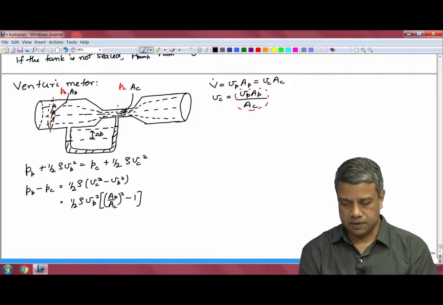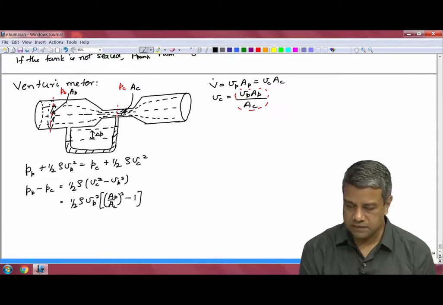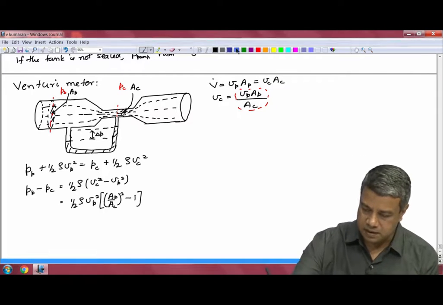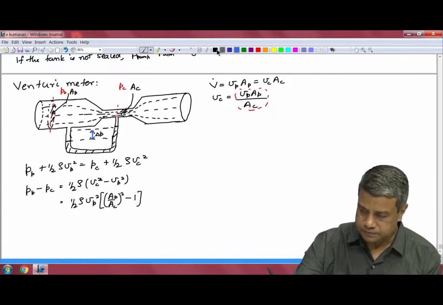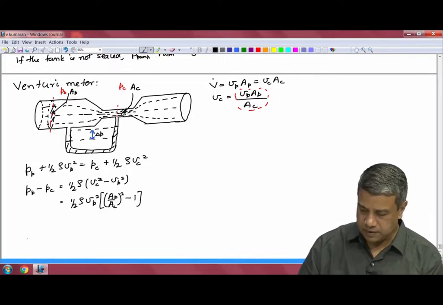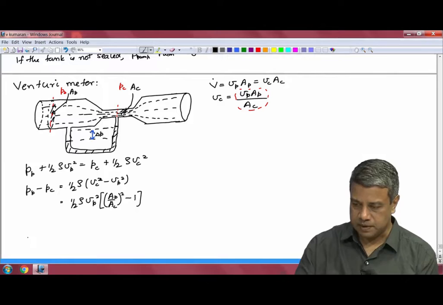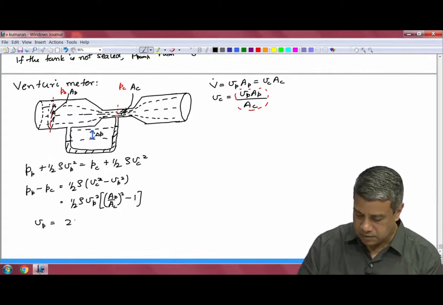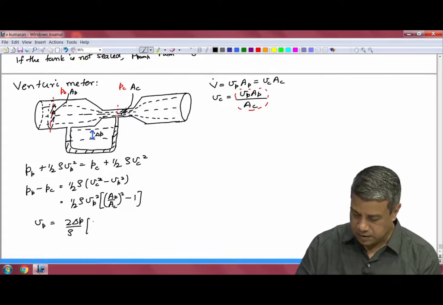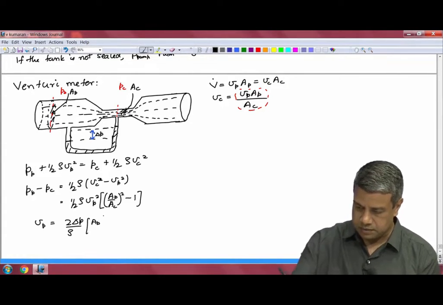So, that is the formula. And the left side is just this pressure difference delta P. Therefore, from delta P I can find out what is V pipe. If I solve this equation, I can get V pipe is equal to 2 delta P by rho into A P.